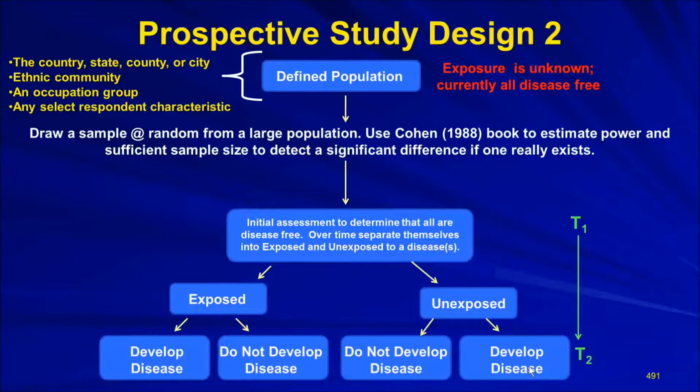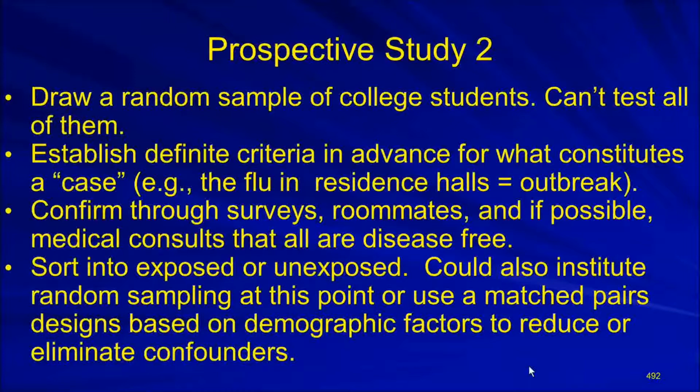Now let me present it in a more narrative form for you. And it says, with prospective study 2, you draw a random sample, for example, of college students. You can't test all of them, but our sampling is what's most important. Remember, I think I mentioned that we only use 1,600 people for the Gallup poll, and we have an accuracy of plus or minus 3%.